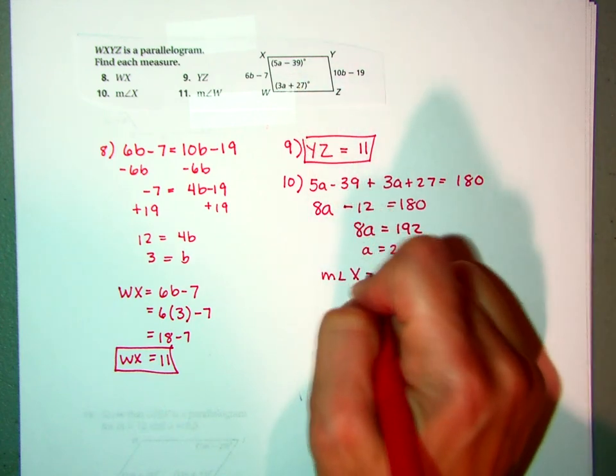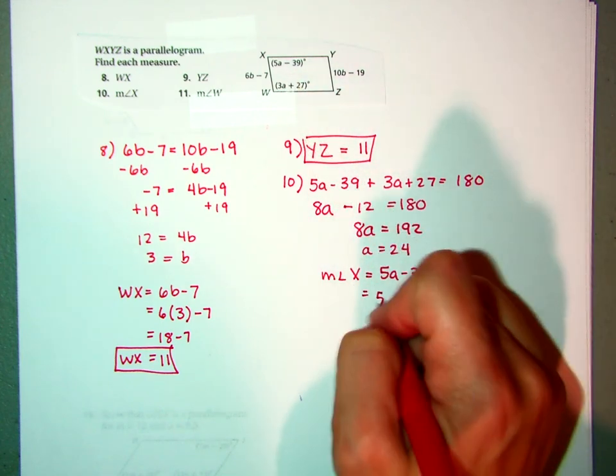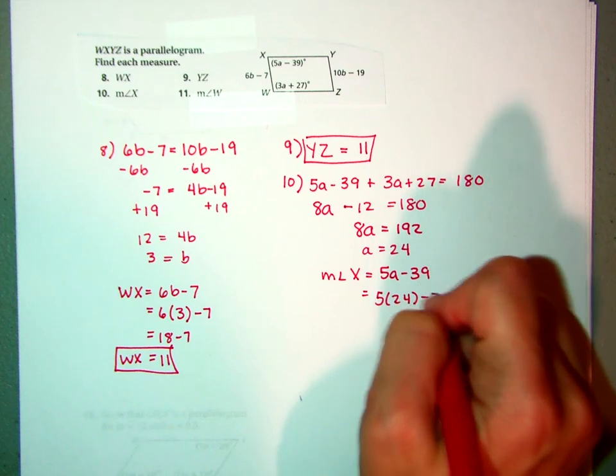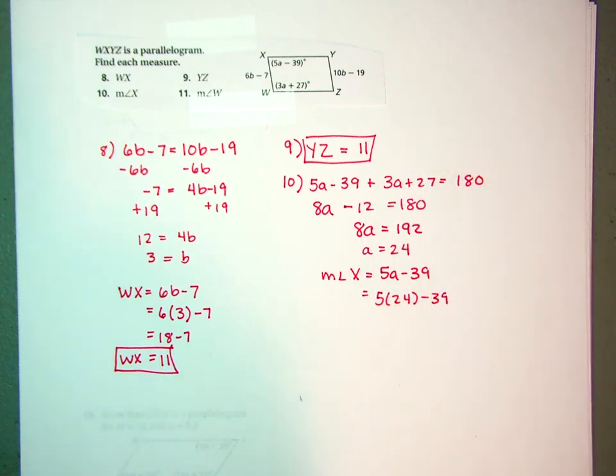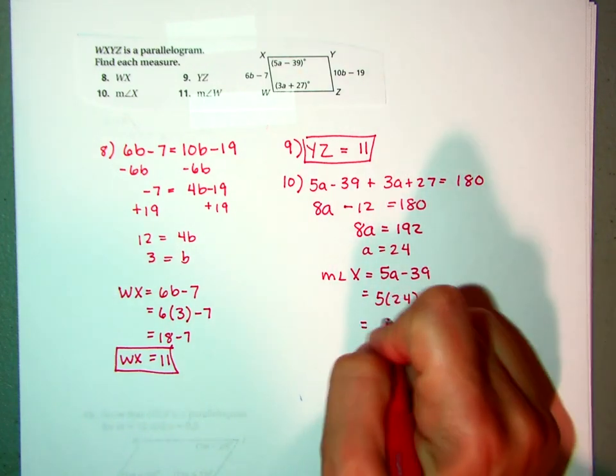Measure of angle X equals 5a minus 39. So let's plug that in. 5 times 24 minus 39. I'm going to throw that in my calculator. And so the measure of angle X is going to be 81 degrees.